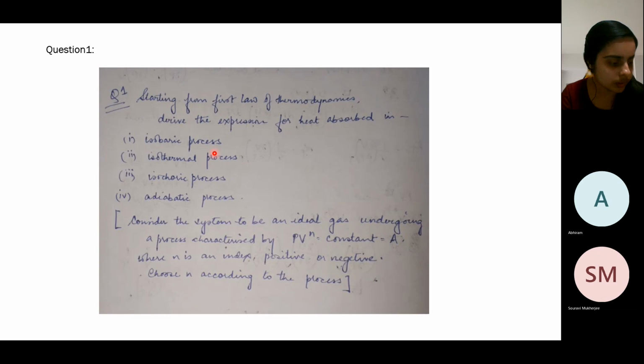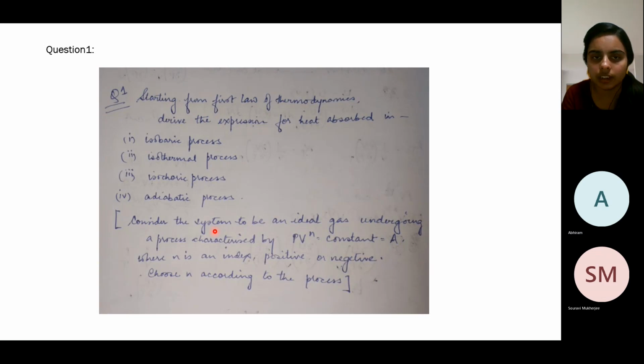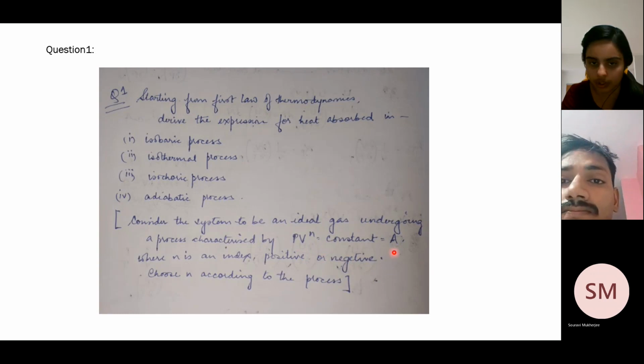Okay, so you can see the question, right? Yeah, ma'am. So here we will try to derive the expression for the heat absorbed in these different processes. Now consider that you have a system which is an ideal gas, and it undergoes a process which is characterized by PV to the power n equal to constant.